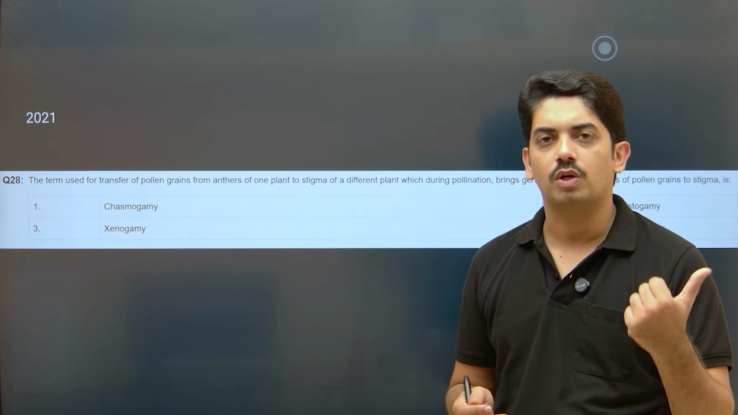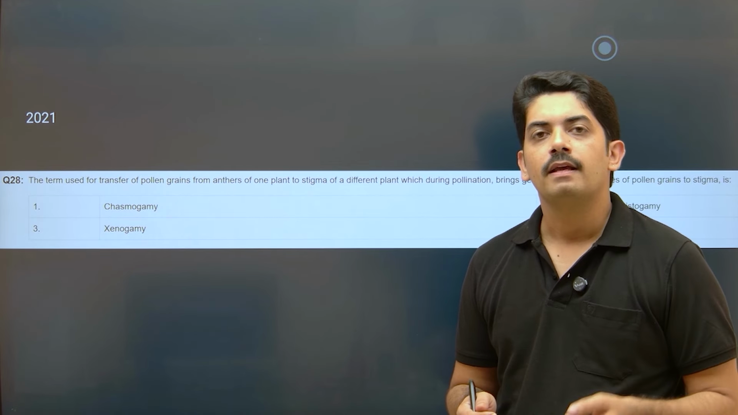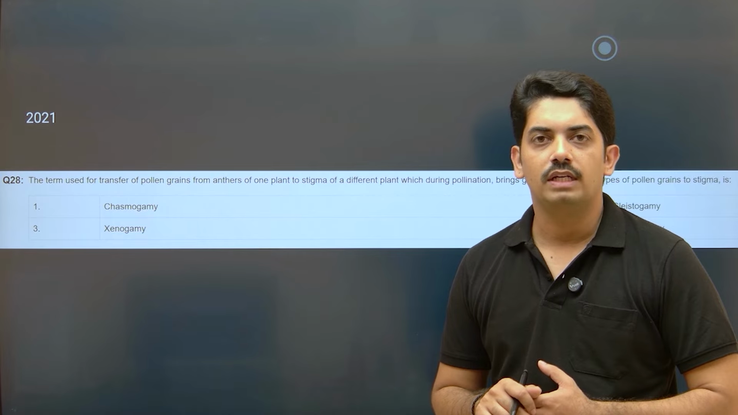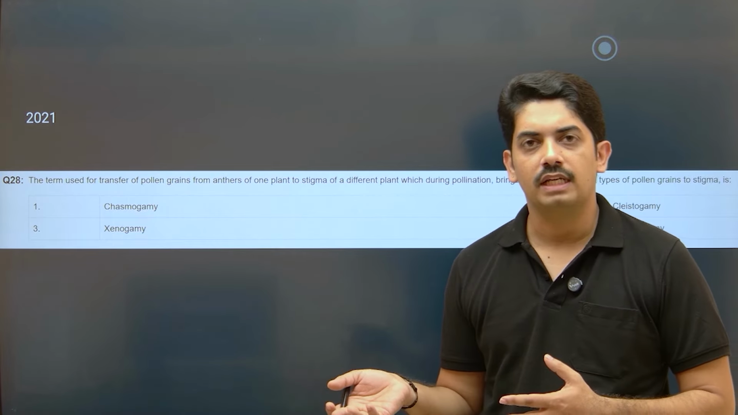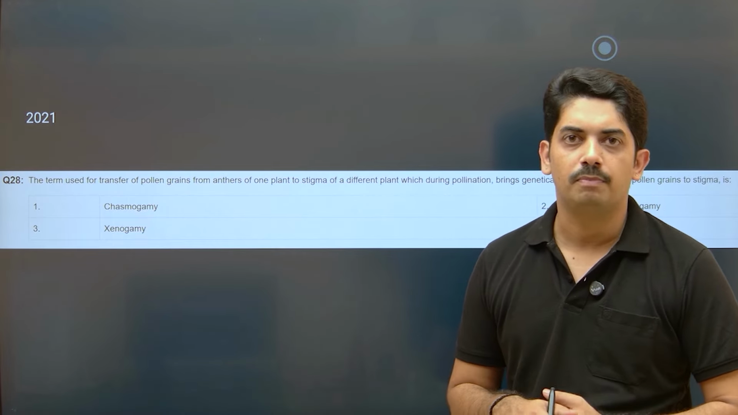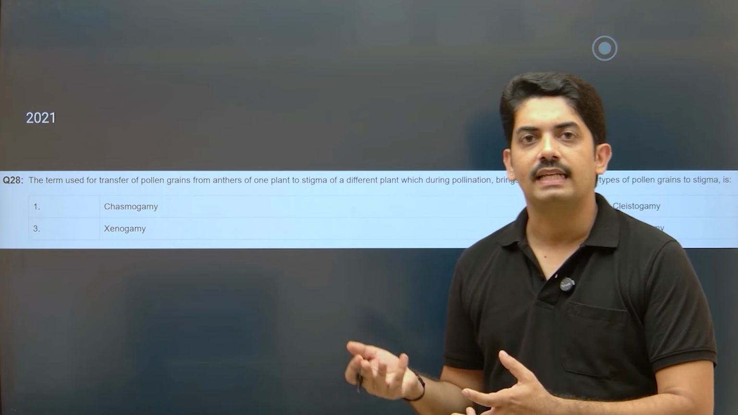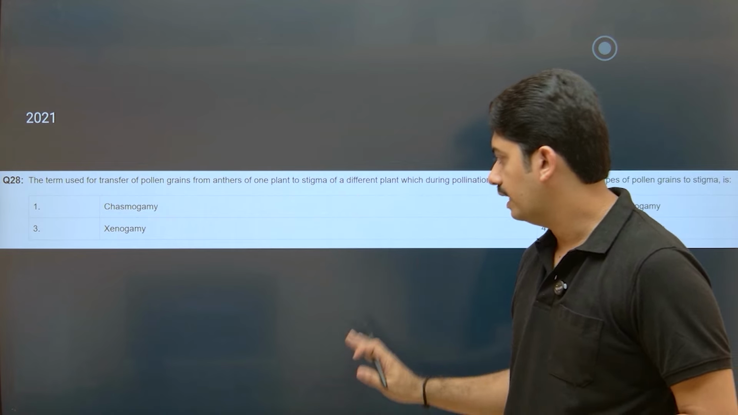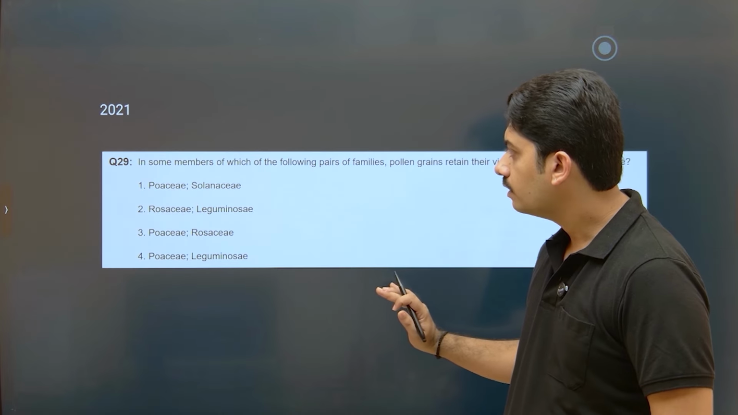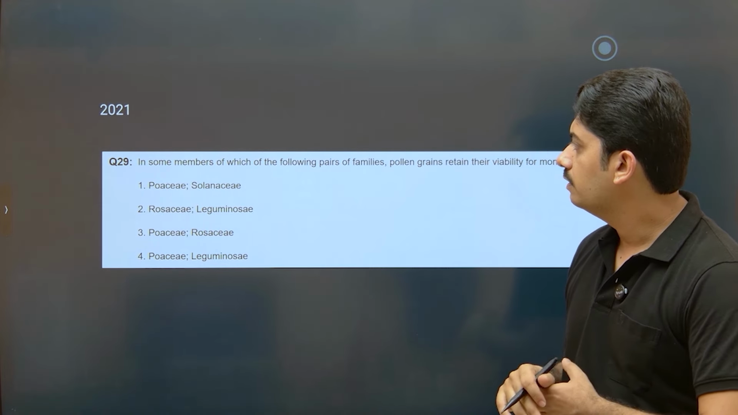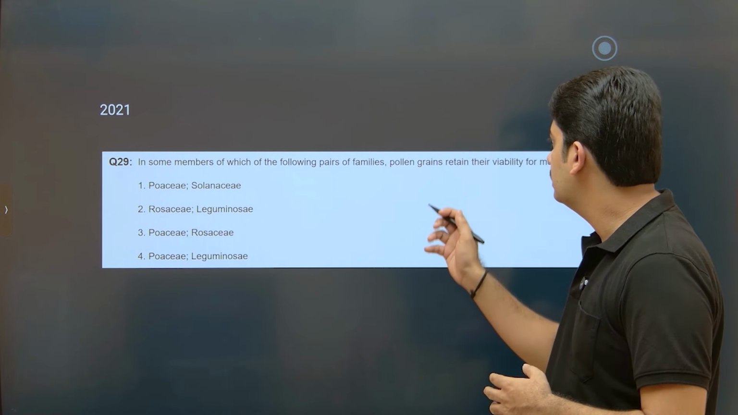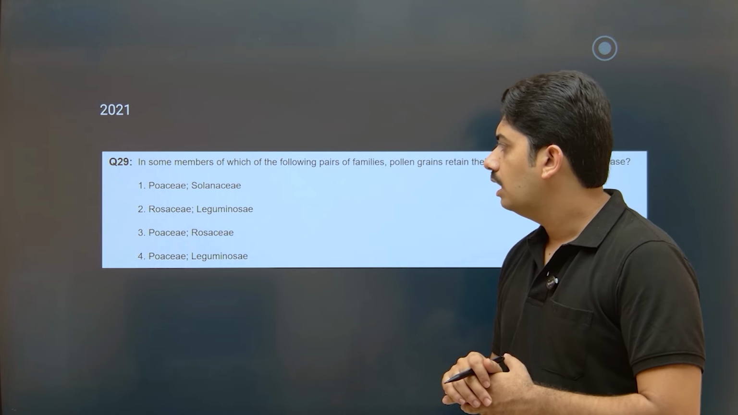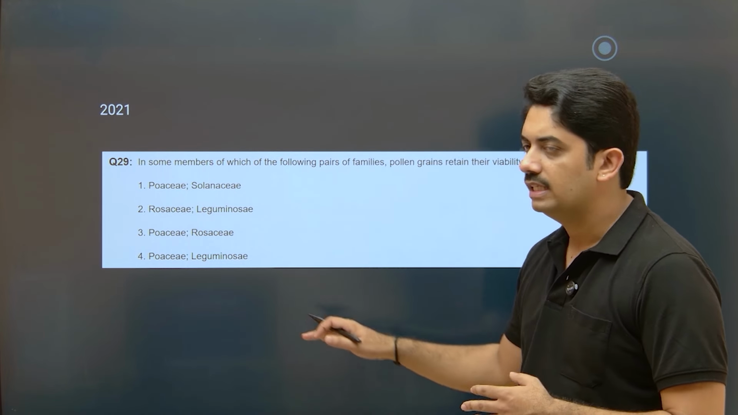There are only 3 types: autogamy, geitonogamy and xenogamy. In the first two cases they are almost the same, like self-pollination. Even though cross-pollination takes place in geitonogamy, it is similar to self-pollination. Only one type where genetically different pollen grains will be brought, that is xenogamy. Answer is 3. In some members of which of the following pairs of families pollen grains retain their viability for months? Again, it is a repeated question. That is Leguminosae and Rosaceae. Option 2.